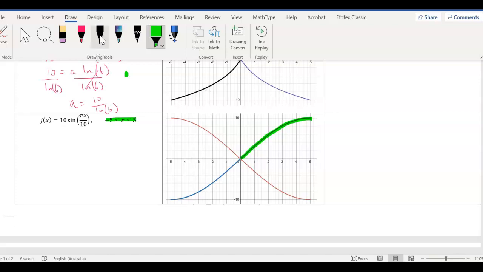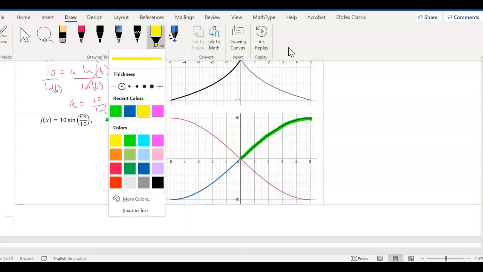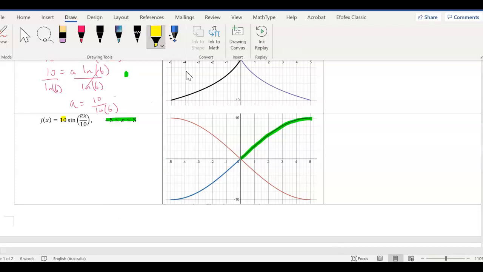The hard part with this function though is the amplitude is quite easy. Remember, your amplitude is the distance from the midline. This graph hasn't been shifted up or down, so your midline is y equals 0, just the axis. So your amplitude is 10, we're going up to 10. I feel like you're pretty confident with amplitude.